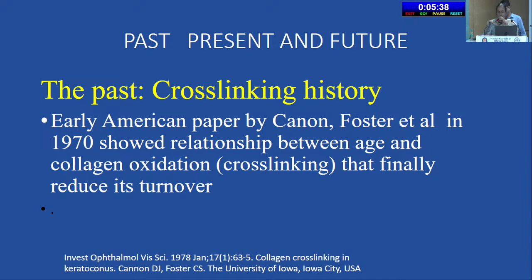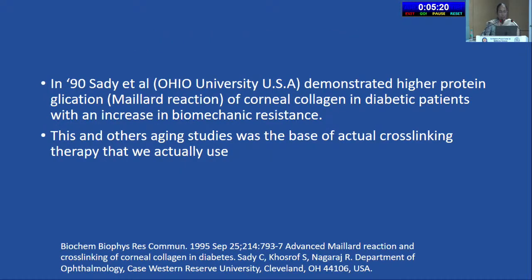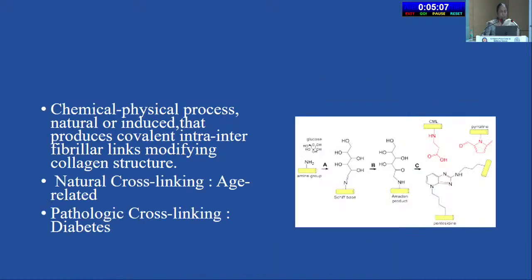So I have tried to divide my topic into past, present, and future. Earlier it was thought that Professor Seiler, on going to his dentist, found that cross-linking could be done, but actually early American papers have shown a relationship between age and collagen oxidation that finally reduced its turnover. And it was found that there was higher protein glycation, the Maillard reaction of corneal collagen, in diabetic patients, with an increase in biomechanical resistance. So this and other aging studies were the basis of the cross-linking therapy that we use.